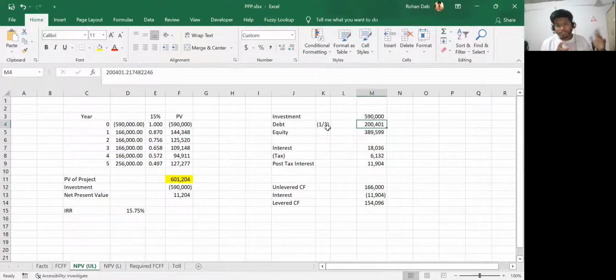Why present value of the project and not the investment? Don't ask me, I don't remember. Like right now I can't explain everything because that will take too much time.